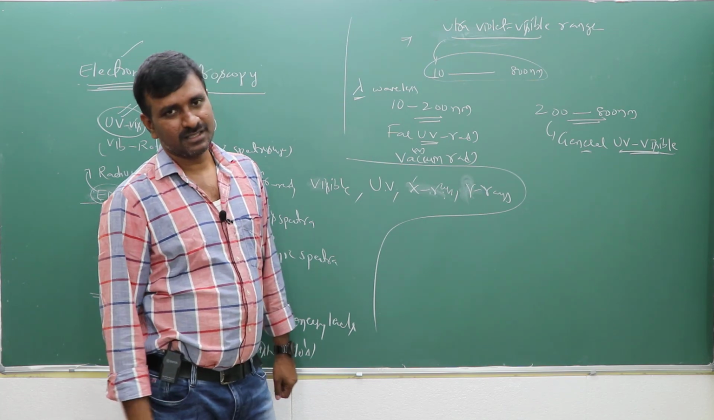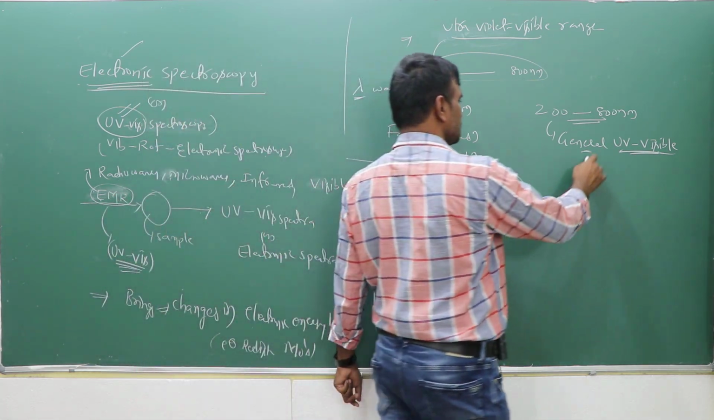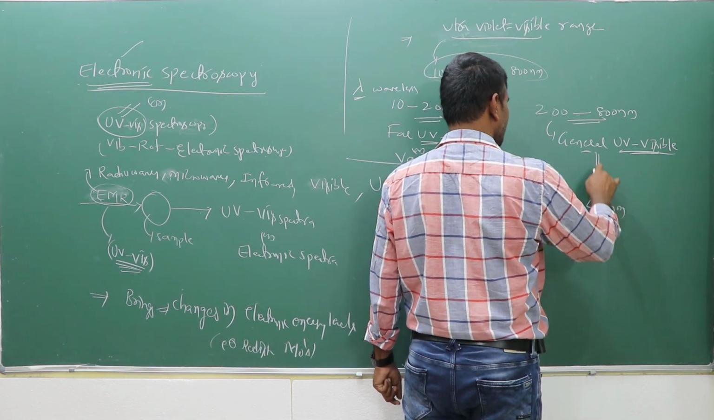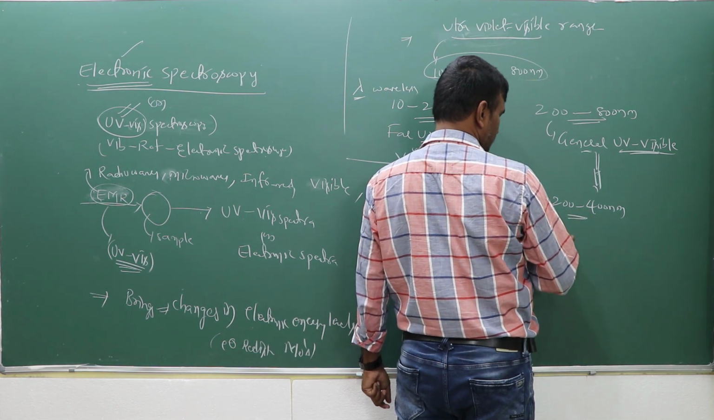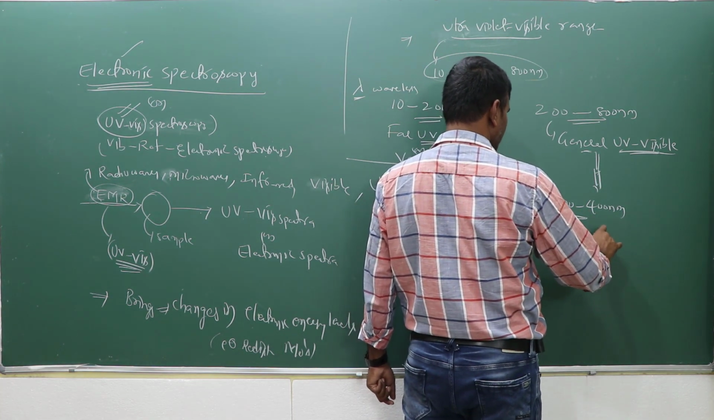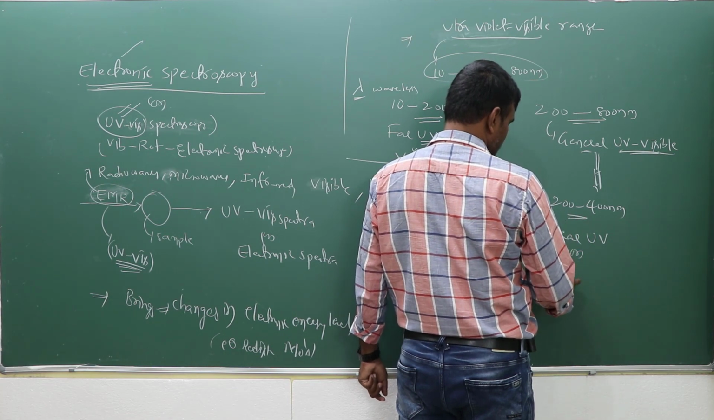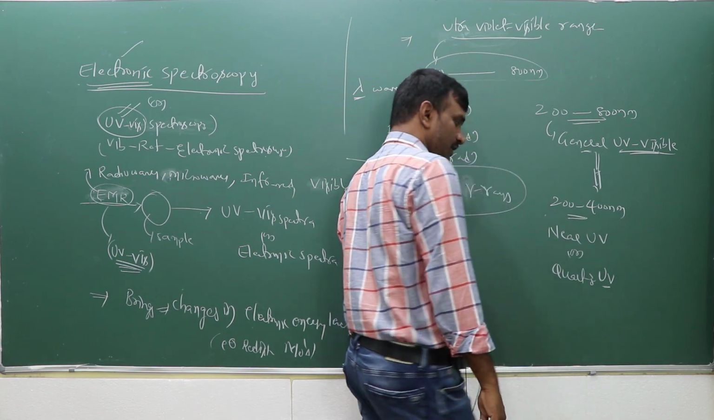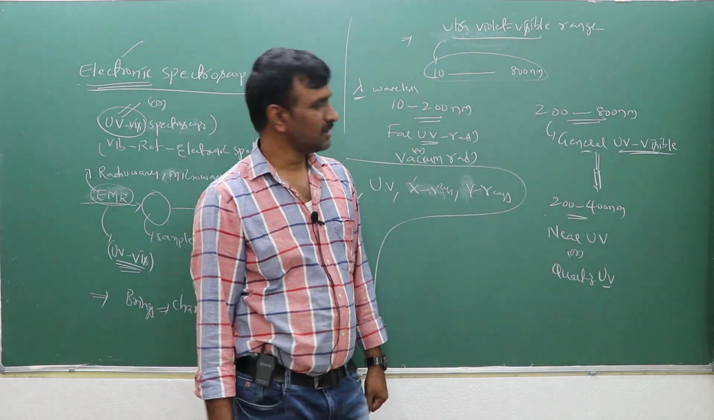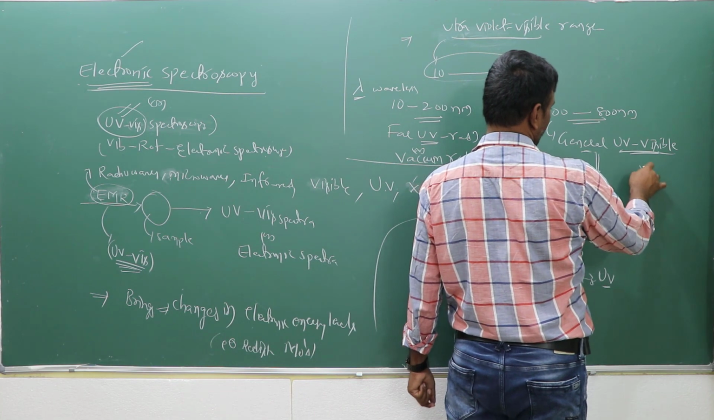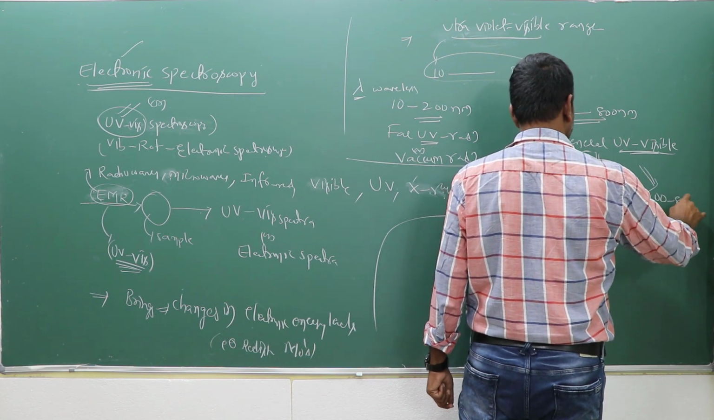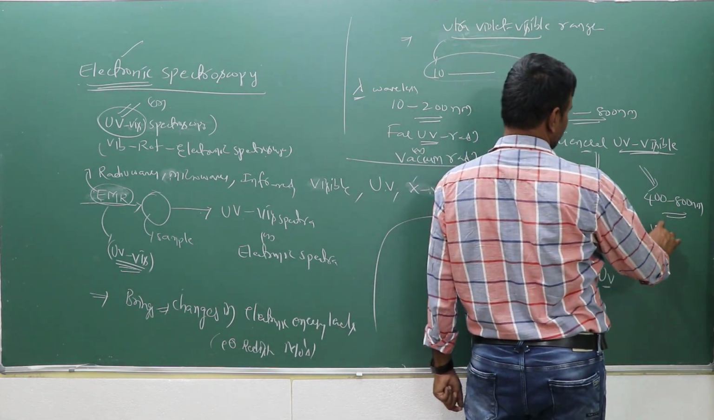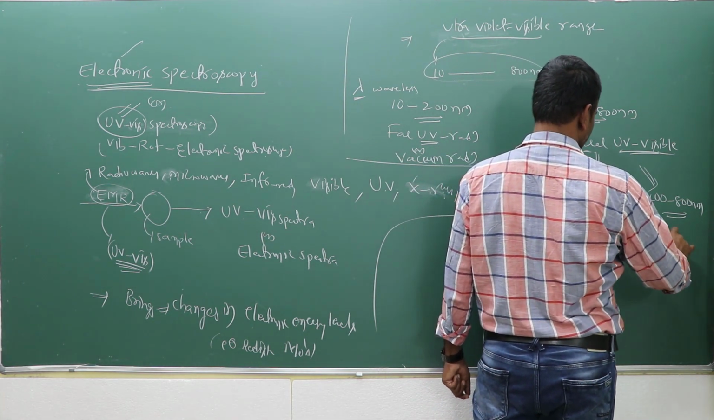So the general UV visible radiation, particularly within this, 200 to 400 nanometers radiation is called near UV or quartz UV radiation. And 400 to 800 nanometers radiation is considered the visible range of radiation.